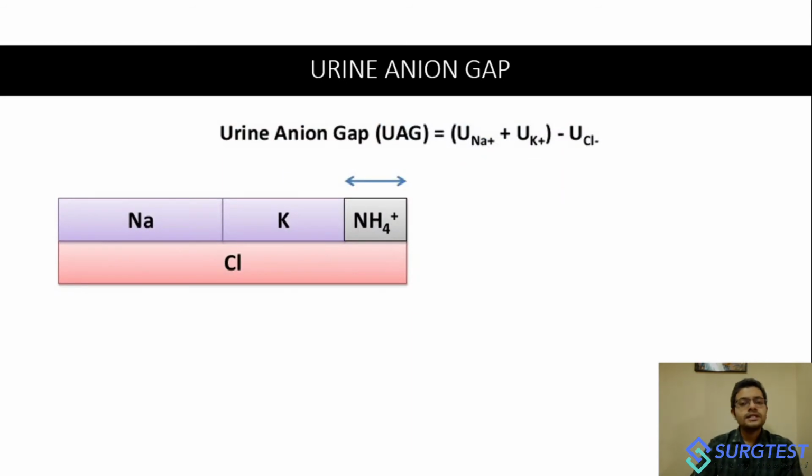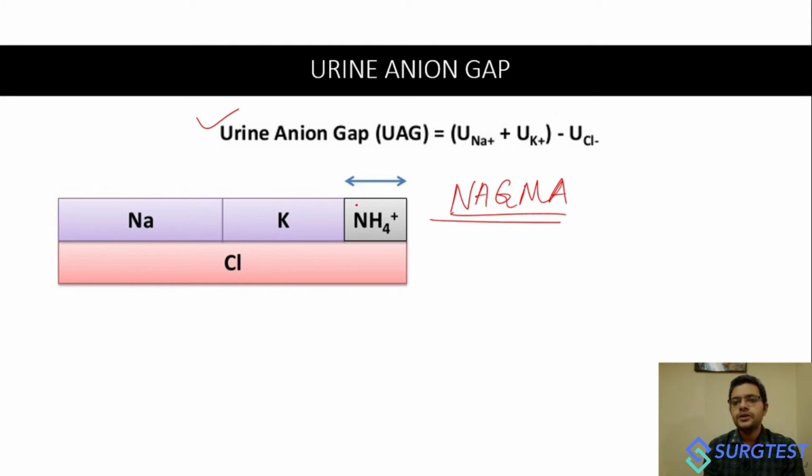So coming to the concept of urine anion gap. Whenever you have a question of a patient with a non-anion gap metabolic acidosis, it's important for you to determine whether this metabolic acidosis is having a renal origin or an extrarenal origin, and for that you have to calculate the urine anion gap. What is the formula to calculate the urine anion gap? It is urine sodium plus urine potassium minus urine chloride.